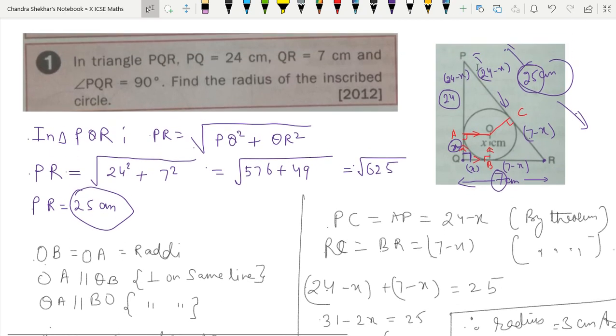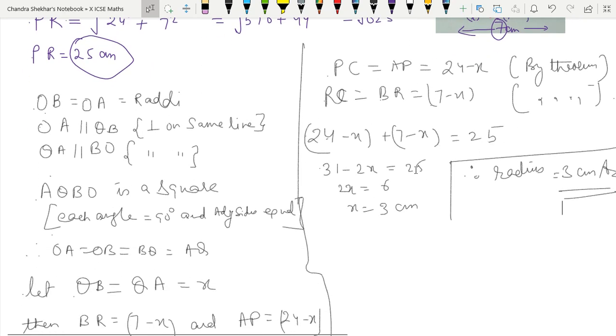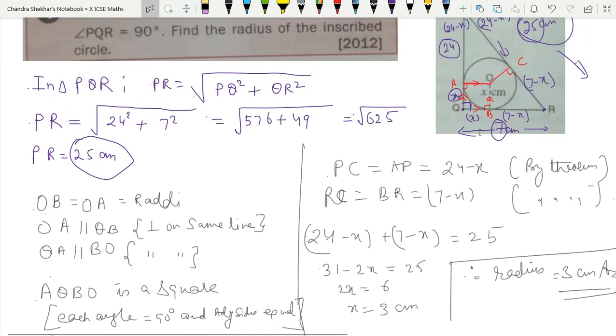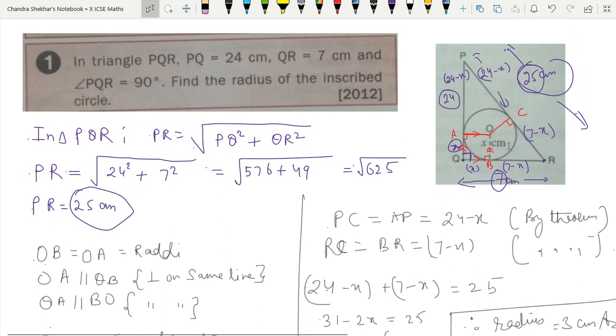And if I add PC plus RC, we will get a total of 25 centimeter, which we have already calculated over here as PR. So 24 minus x plus 7 minus x is 25. If I solve it, we get x is equal to 3 centimeter. We have taken this as x, so all the sides are x. Therefore the radius will be x, and that is equal to 3 centimeter. That is the answer here. Understood, all of you?